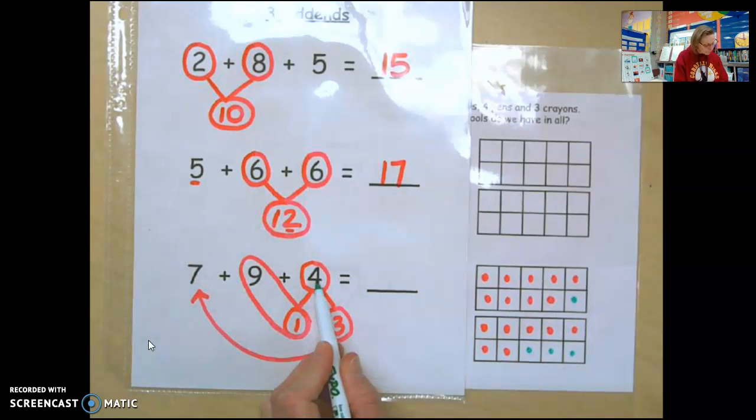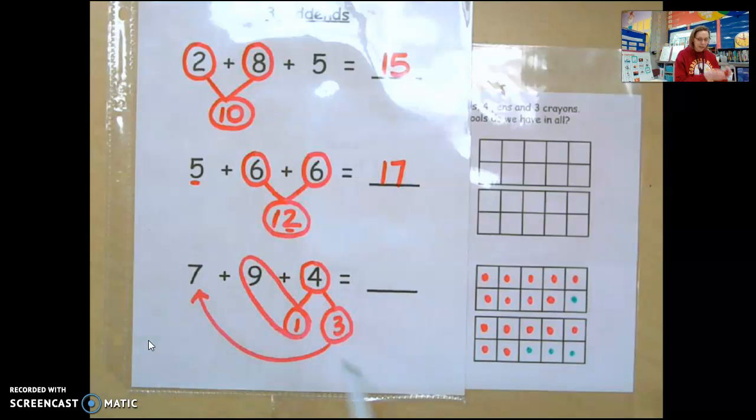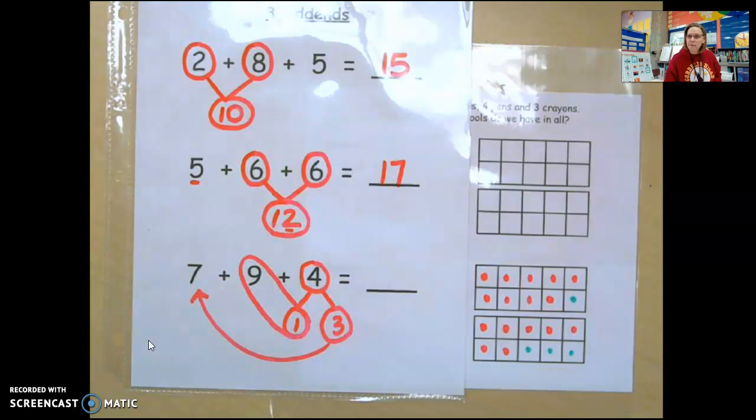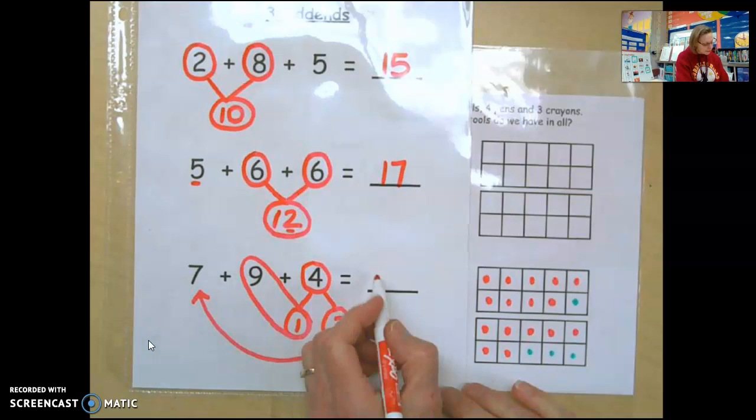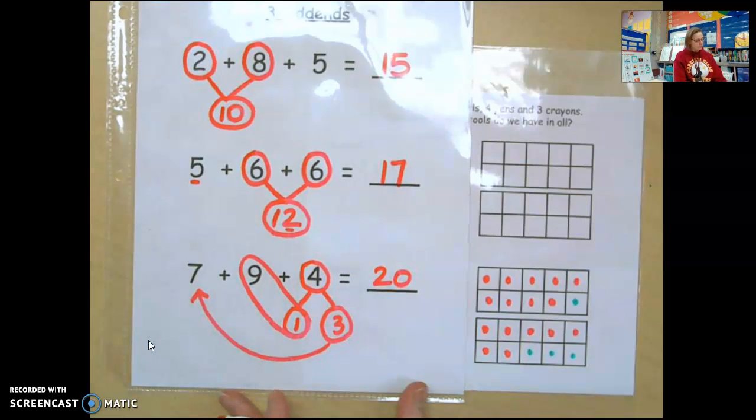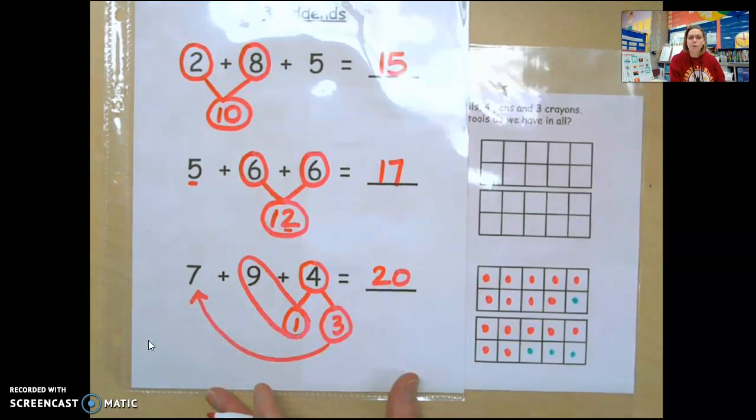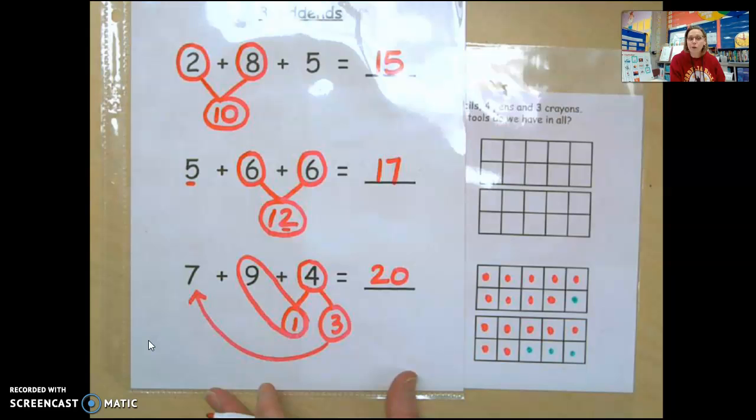So I'm adding my 4, but I just split my 4 up so that I could make some 10s. Look at that. So making a 10 is so useful because now I know it's 10, 20. My answer is 20. All right, so this is what we're going to practice doing in our workbooks today. We're going to practice drawing circles on the 2 numbers that we should add first. We always want to be looking for those tricks.